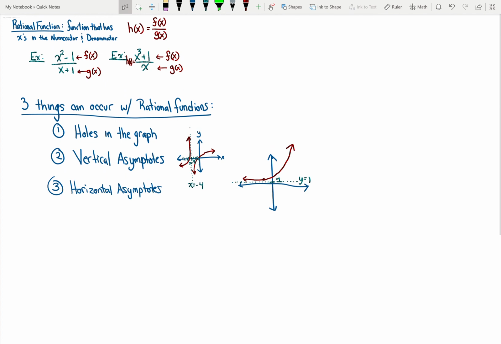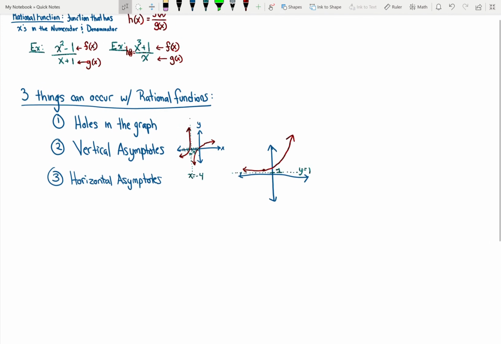Now we're going to go over identifying. How do we know when our rational function has a hole, a vertical asymptote, or a horizontal asymptote? We're going to do that in the next video, okay?